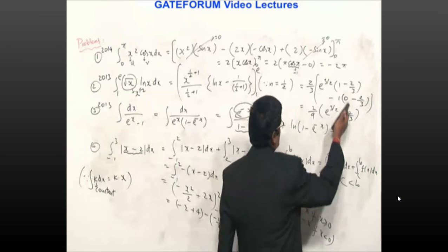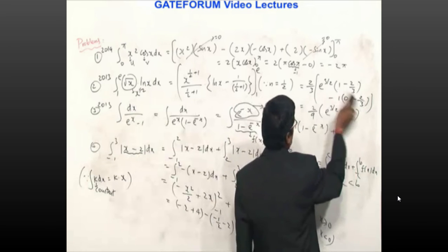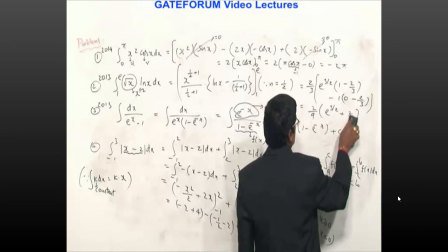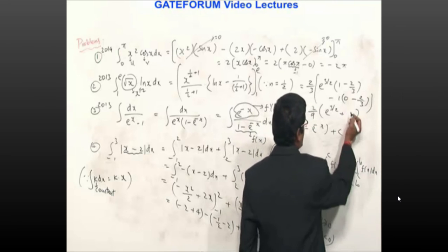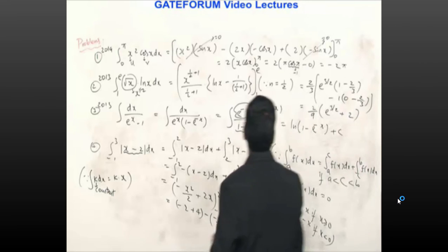So in this question I have made a silly mistake. Here 1 by 3 is common. I had already taken 1 by 3 common, so it's not 2 by 3 inside, it is just 2.